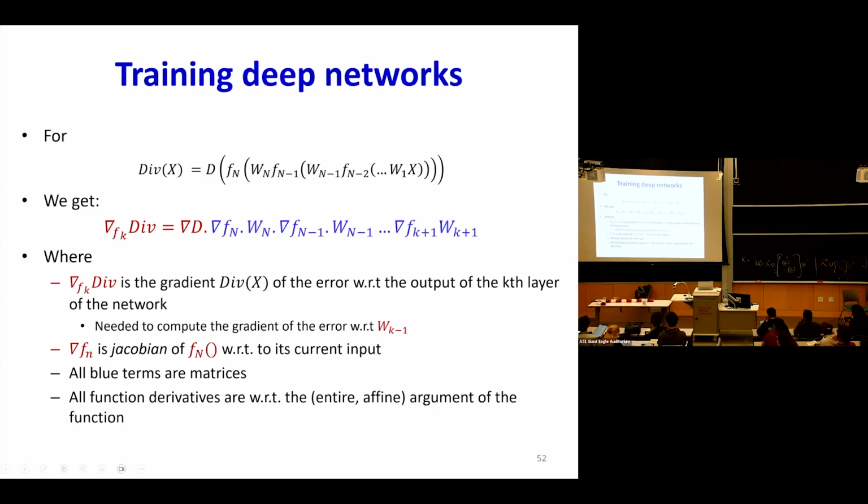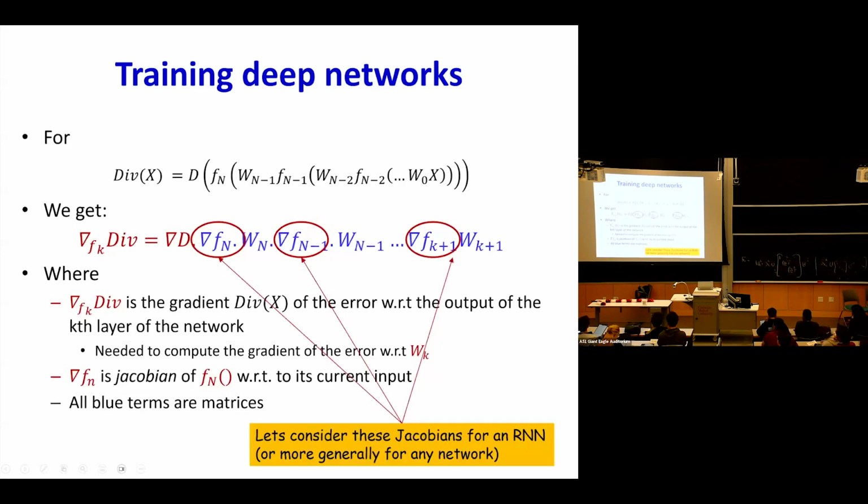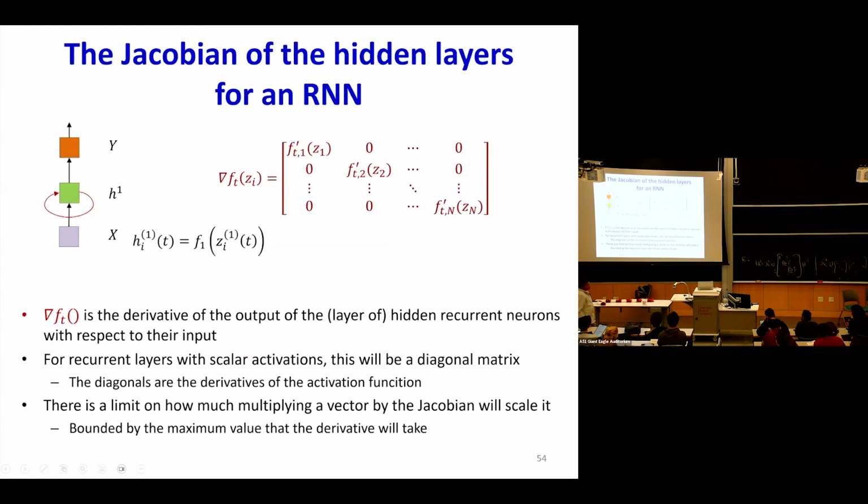The individual layers, correct? So these are the Jacobians of the activations for the network. In a recurrent network, these would be the Jacobians of the hidden layer, right? Now if my layer is a bunch of scalar activations, then the Jacobian matrix is going to be a diagonal matrix with only the diagonal terms being non-zero, correct? What do these things look like?